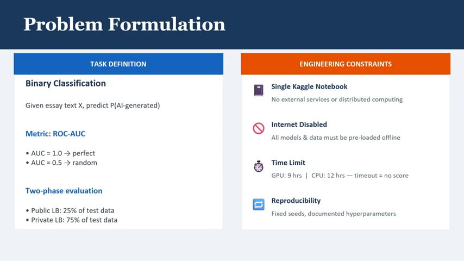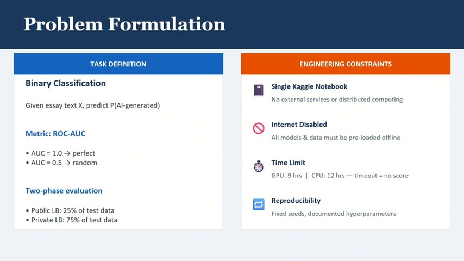This is a binary text classification problem. Given an English essay, the model must output a probability that it was AI generated. Performance is measured by the area under the ROC curve. An AUC of 1.0 means perfect discrimination, 0.5 is random. The competition uses a two-phase evaluation.